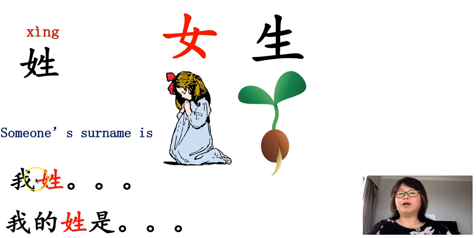Now let's put this into a context. 我姓陈, my surname is Chen. But in Chinese, 姓 is a verb, or we can use it as a noun as well. 我的姓是陈, my surname is Chen.